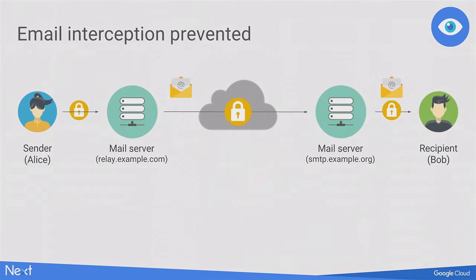Back to our network perspective. The message is now transiting over a TLS encrypted channel. As a consequence, an eavesdropper is unable to passively observe the message content.